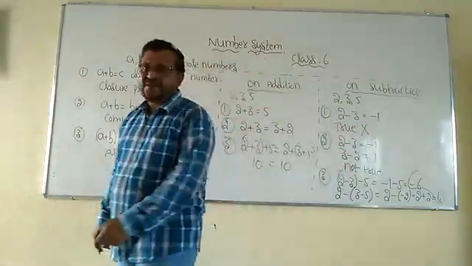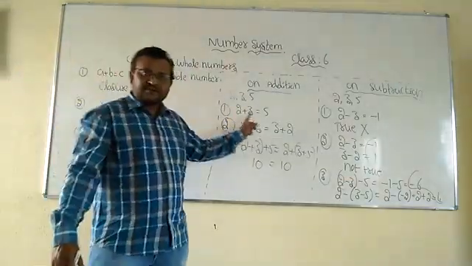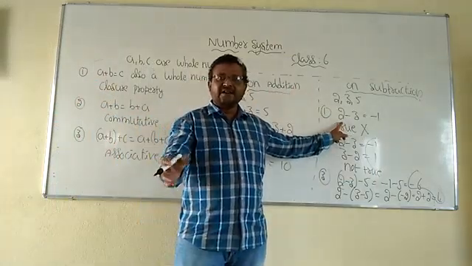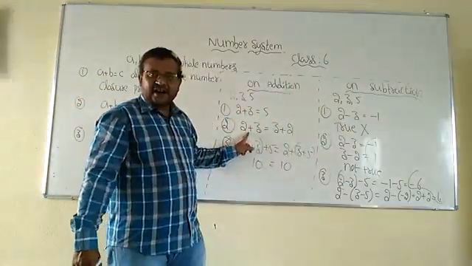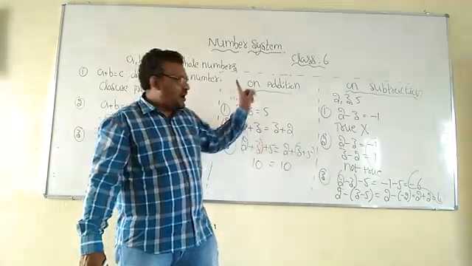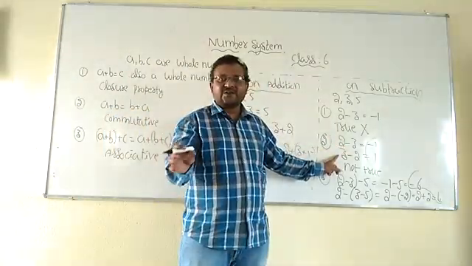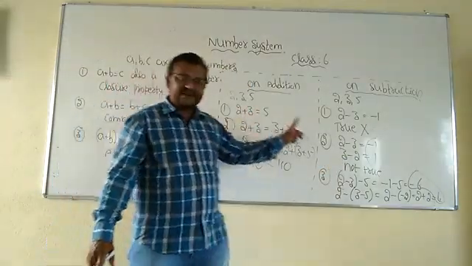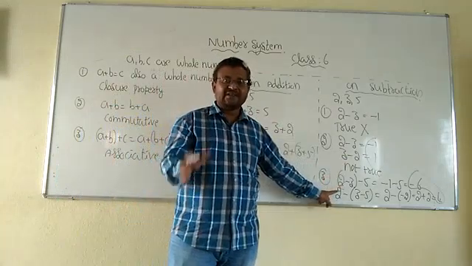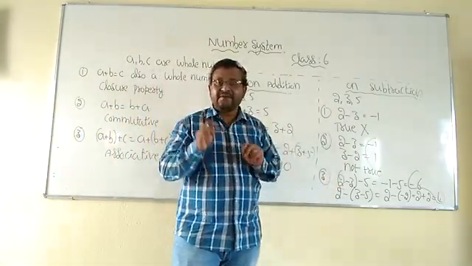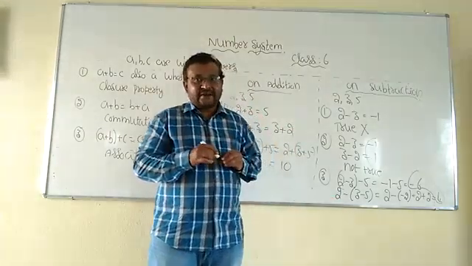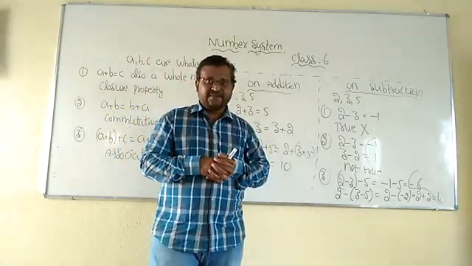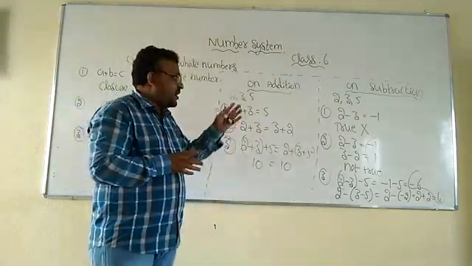By observing this example we can say, under addition, the closure property is true. Under subtraction, the closure property is not true. Under addition, the commutative property is true. Under subtraction, the commutative property is not true. Under addition, the associative property is true. Under subtraction, the associative property is not true. We have to remember the difference between under addition and under subtraction for the three types of properties. The next, exercise problems on subtraction.